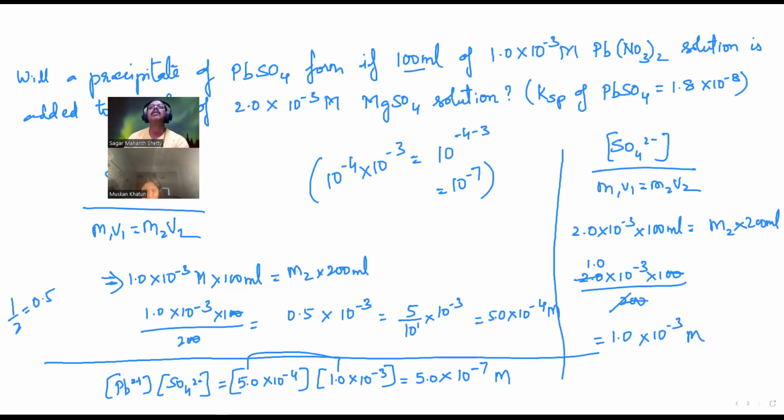So here now the QSP is greater than the KSP. So there is a chance of the precipitate forming.